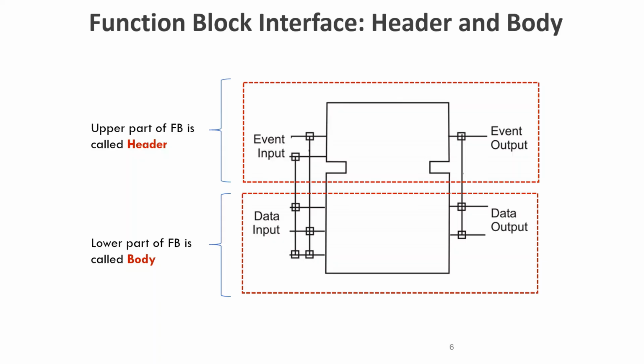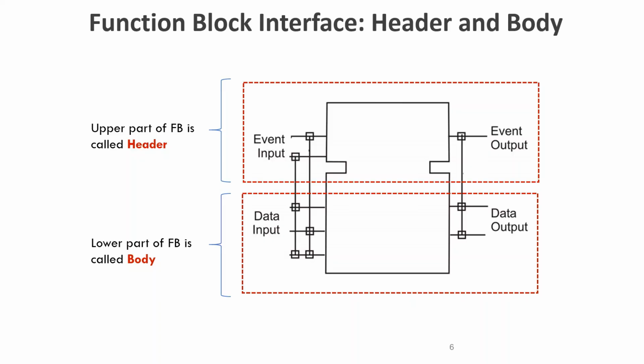Each function block kind, first of all, has an interface, and this interface has a bit peculiar structure as compared to the usual IEC 61131 interface. In addition to data inputs and outputs that are located in the lower part of this graphical representation of a function block, in the upper part, which is called the header, we have event inputs and event outputs. We will discuss later what those events are.